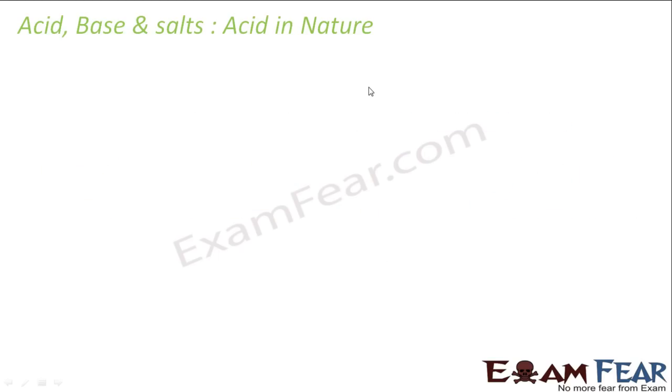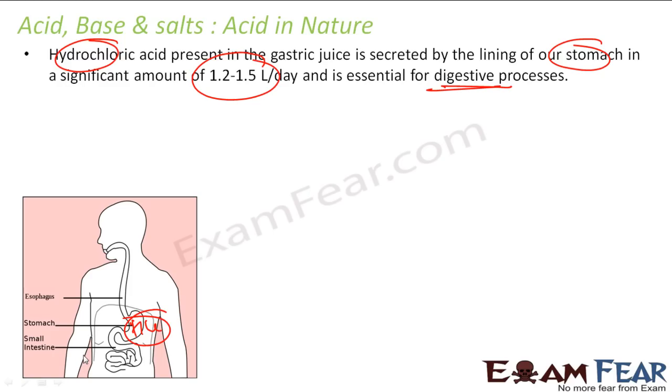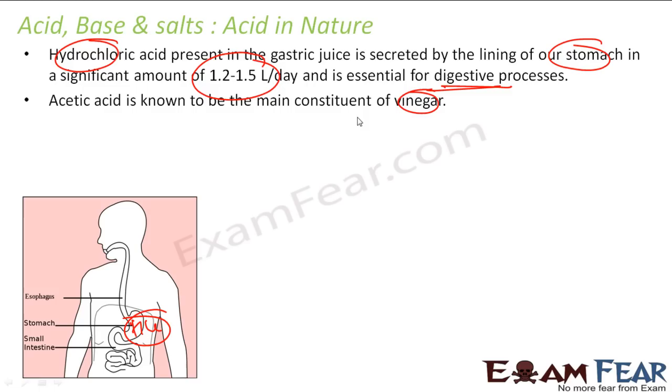So we talked a lot about acid, base and salt. Let's see this acid in nature, the things around us. If you see our body itself, hydrochloric acid is present in the body. It's a very strong acid and our body produces 1 to 1.5 liters per day in our stomach. And this is very critical for the digestive system. A lot of HCl is there, and this HCl is used for the digestive system.